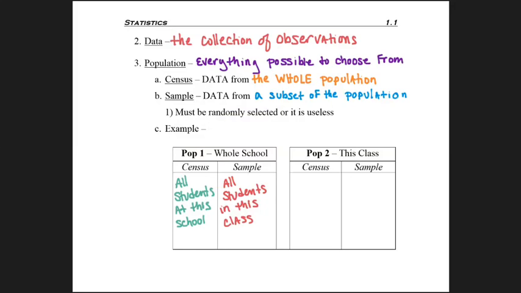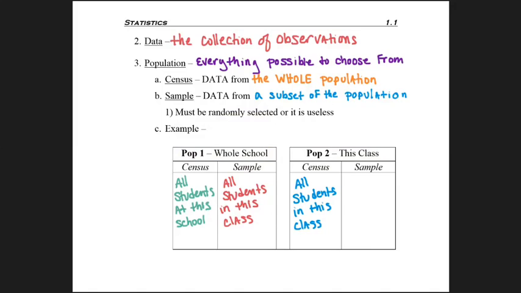Consider the second problem. Consider a different population where I've defined the population to be everybody in our class. Then a census would be all the students in this class. Notice, all the students in this class could be a census or a sample. It really just depends on what your population is.